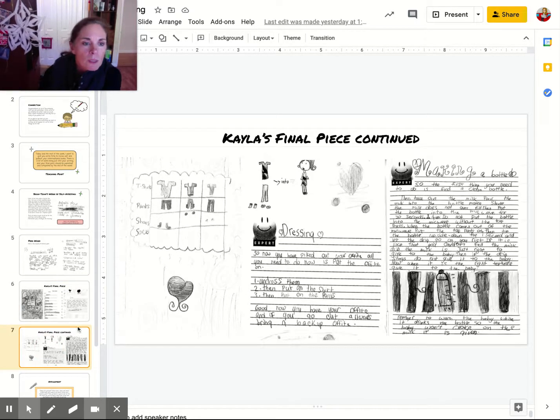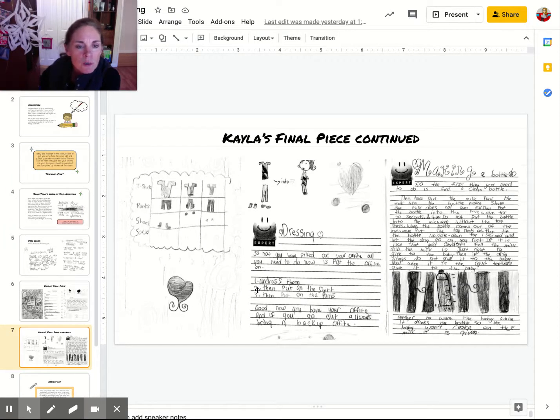Kayla did something really great, which I hope you all do. She added some text features. This text feature is a chart that shows the different kinds of clothes that you might put on a baby. So her book is about babies. She's got a chapter about dressing the baby and making a bottle. And you see here that she's got a picture of a bottle.